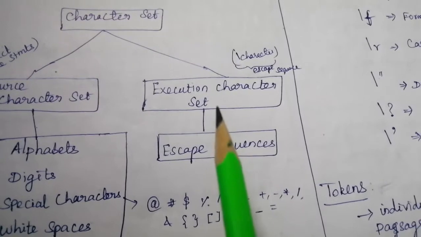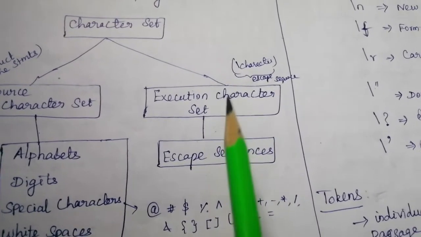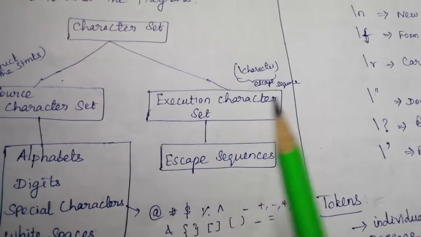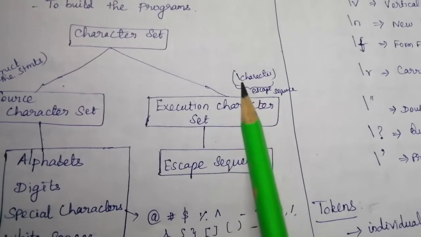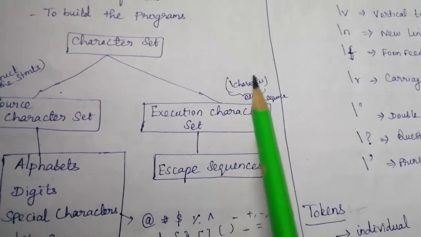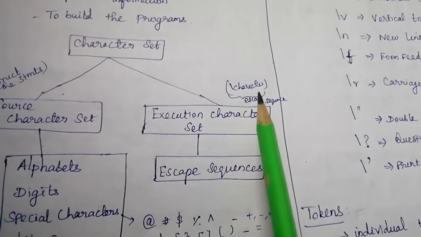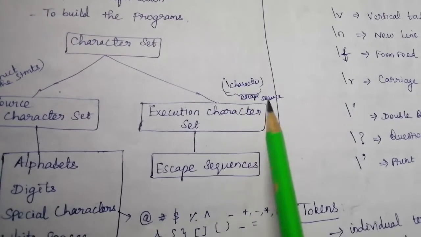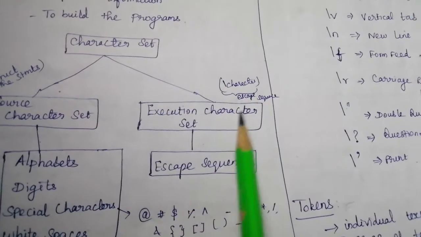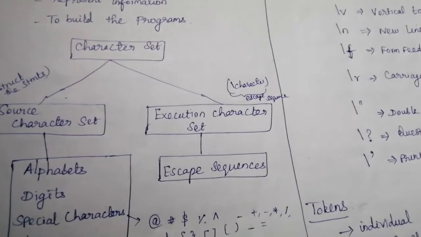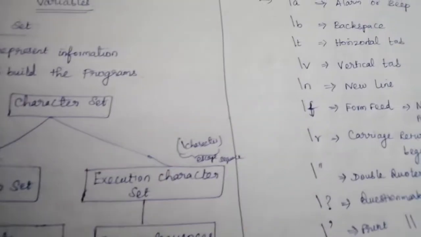Execution character set is executed at the time of execution of the program. This character set can be represented by a backslash followed by a character. These character combinations are called escape sequences. These escape sequences will be employed at the time of execution.